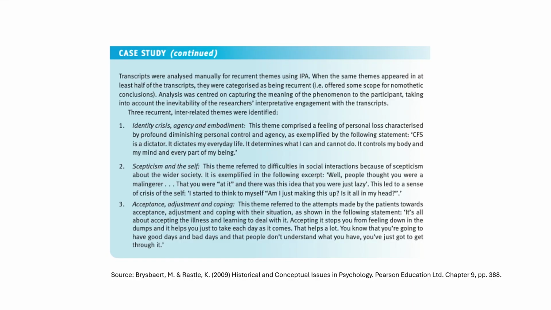What comes out of it is, for example, they discovered that there are three recurrent but interrelated themes: identity crisis, agency, and embodiment. This theme comprised a feeling of personal loss characterized by profound diminishing of personal control. See, chronic fatigue syndrome is basically when a person experiences tiredness all the time, and does not have strength to do something.